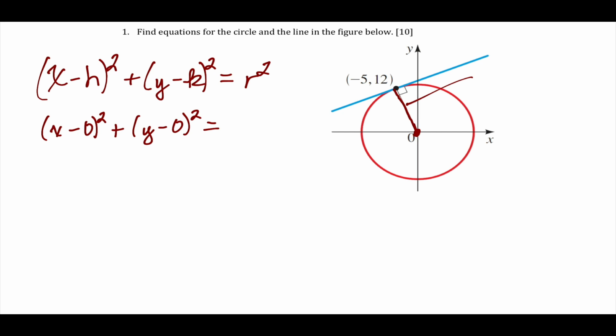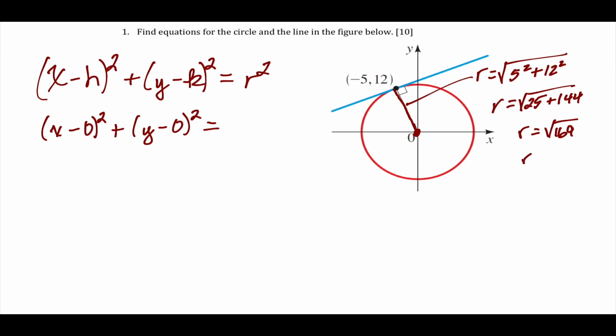Way number one is to use the distance formula and say, well, the radius is going to be equal to the square root of the difference in the x coordinates, 5 squared, plus the difference in the y coordinates squared. So that gives us, you see where this is going, don't you? 25 plus 144, which is 169, or 13.